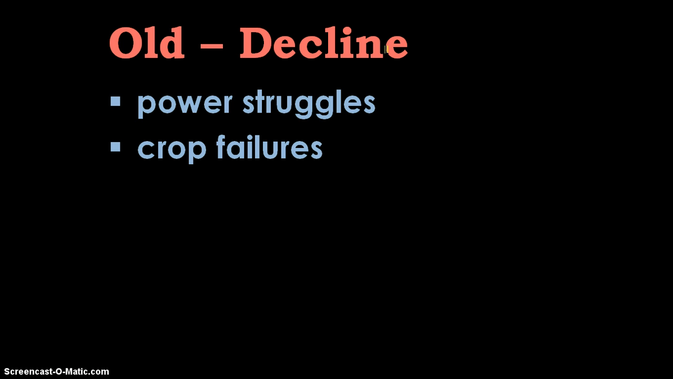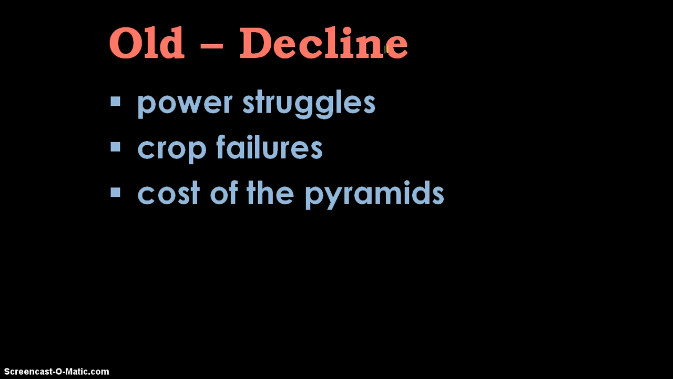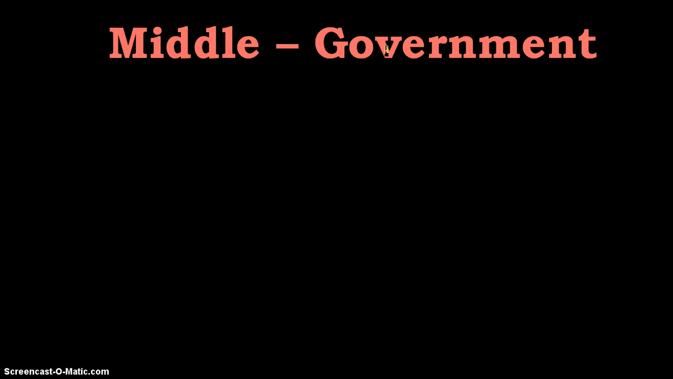All right, but then the Old Kingdom started to decline. There were a lot of power struggles. The crops failed, right? If you don't have enough food, that's going to decline a civilization very quickly. And also the cost of the pyramids, right? Because the pharaohs were so set on building these pyramids right away, it really crippled the economy of the Egyptians. So then we have the Middle Kingdom, right, and their government.